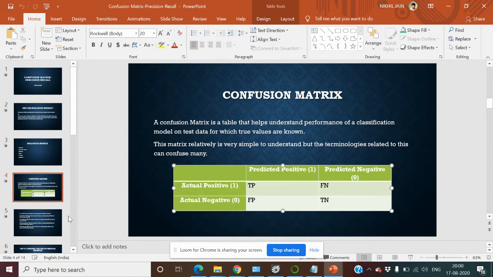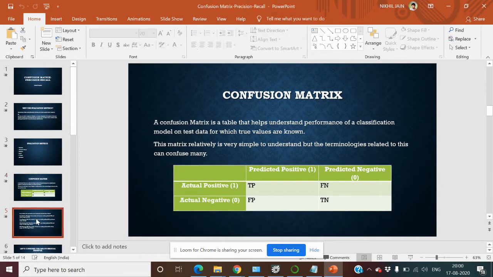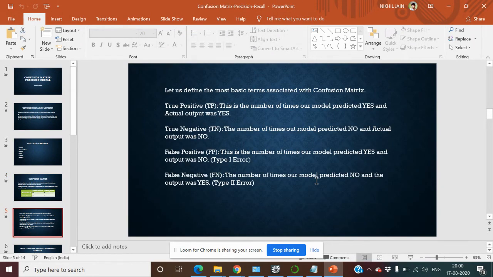So let's understand all these terms in more detail. What is true positive? This is the number of times our model predicted true and the actual output was also true. That's what we discussed earlier, right? Then we have true negative. True negative is nothing but the model predicting no, and the actual output was no. False positive is nothing but the model predicting yes, and our actual output was no. This is also called a type 1 error.